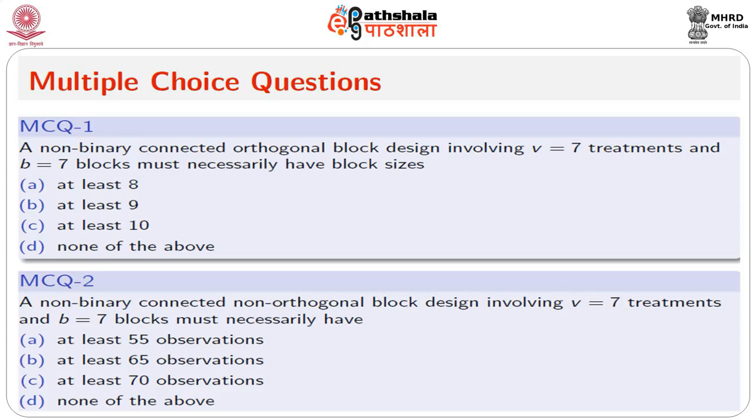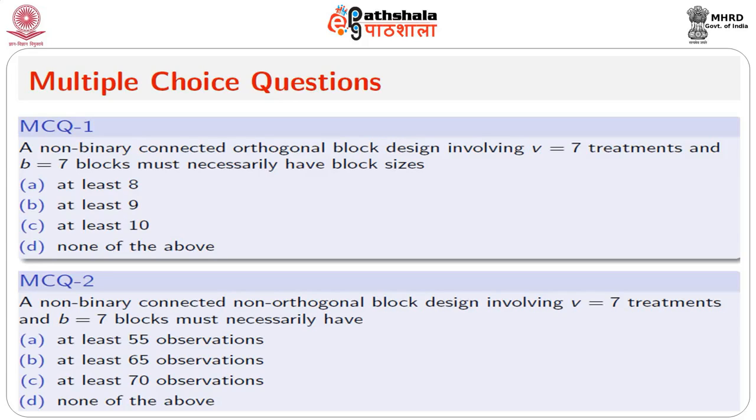Okay, it says non-binary, so you rule out RBD. It says non-orthogonal, which means you cannot have that condition, r_ij equals r_i k_j by n. That's the only thing you are told. Referring to 7 by 7, you think of a 7 by 7 matrix that has to be non-orthogonal, and then you are talking about the minimum total number of observations that you need.